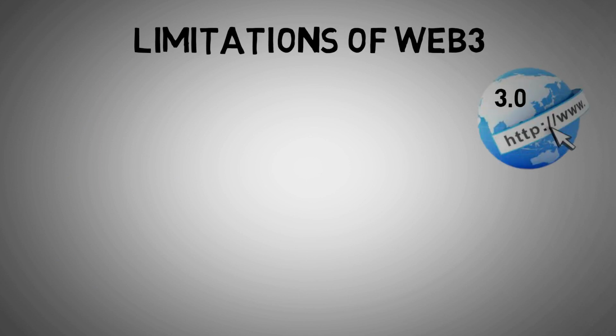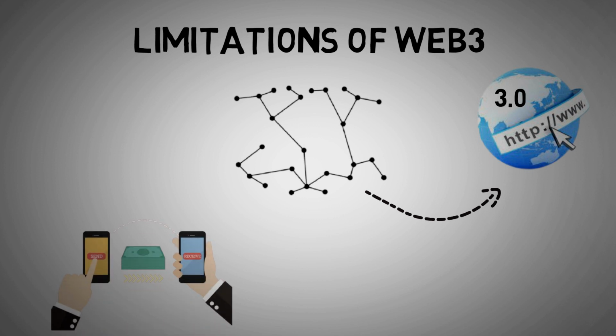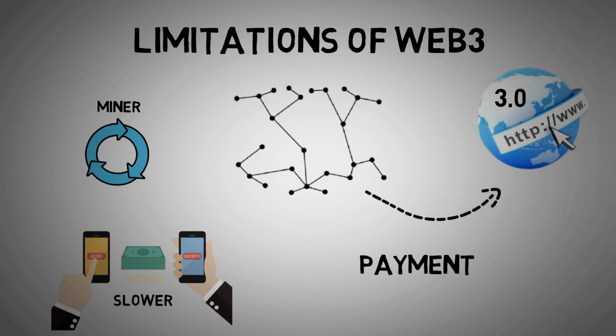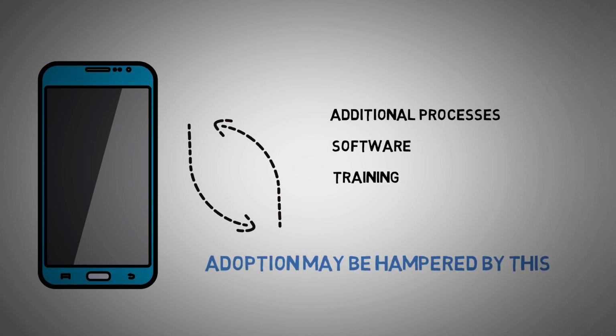Limitations of Web 3. Web 3 has some limitations. Due to the decentralized nature of Web 3, transactions are slower. A miner must process state changes, such as payment, and spread them throughout the network. Interacting with Web3 apps can necessitate additional processes, software, and training. Adoption may be hampered by this.